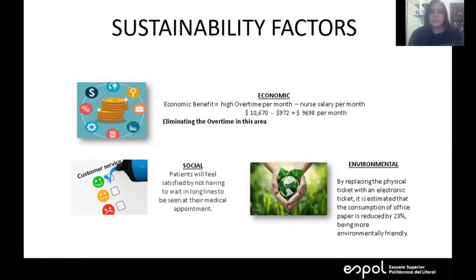Sustainability factors. First, economic: eliminating the overtime in this area thanks to hiring a new nurse, saving 9,698 per month. The next factor is social. Patients will feel satisfied by not having to wait in long lines to be seen at their medical appointment. And environmental: by replacing the physical ticket with an electronic ticket, it is estimated that the consumption of office paper is reduced by 23%, being more environmentally friendly.